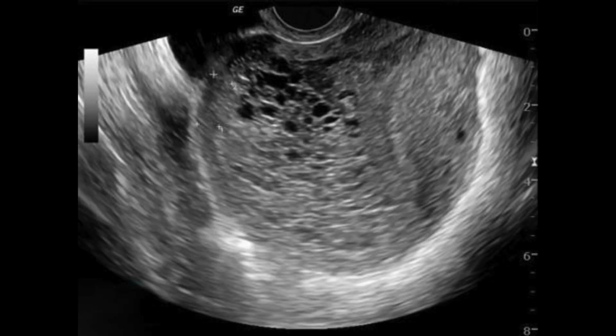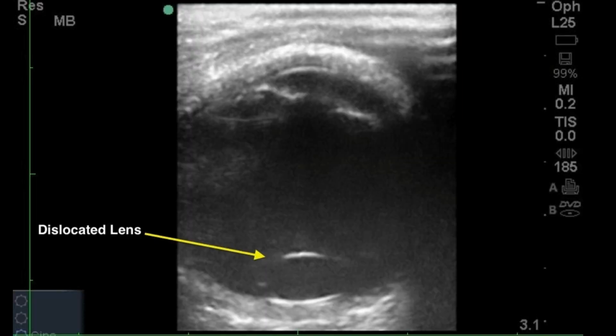Okay, sorry, this is not for critical care, but this is a molar pregnancy. This is a lens dislocation. So lenses are quite easy to see. Sorry, this is not critical care. Actually, I think I lost a few slides, or I deleted a few slides.